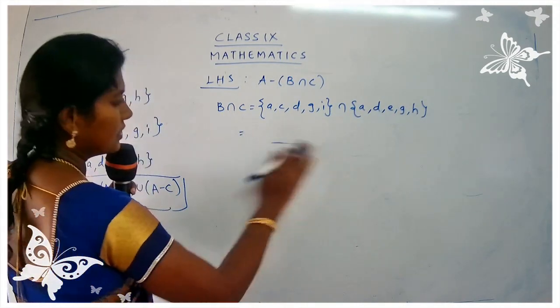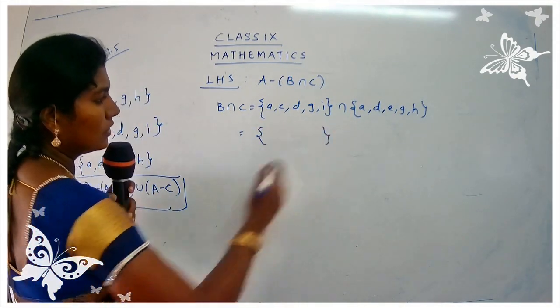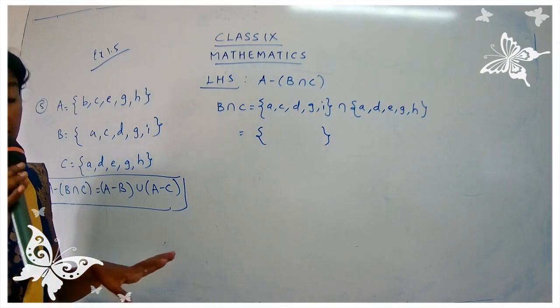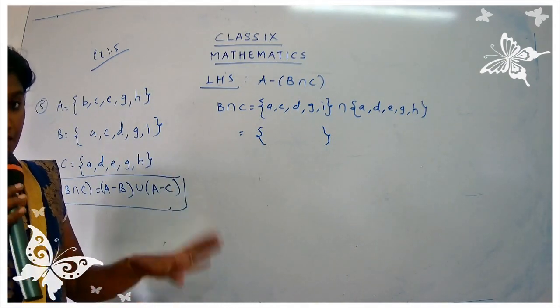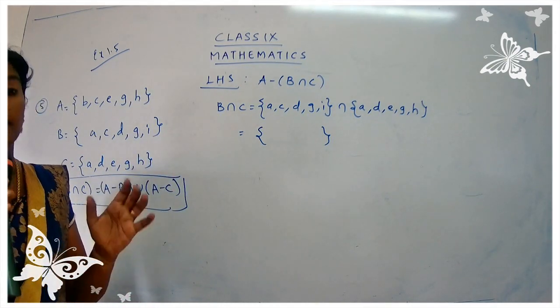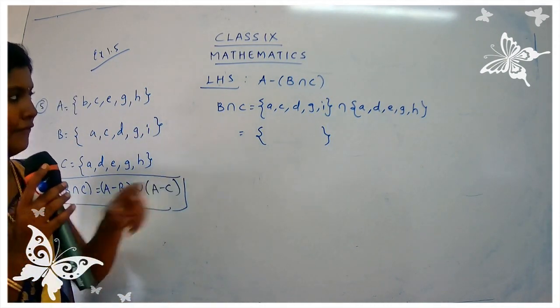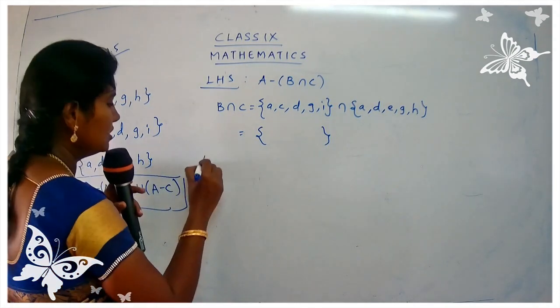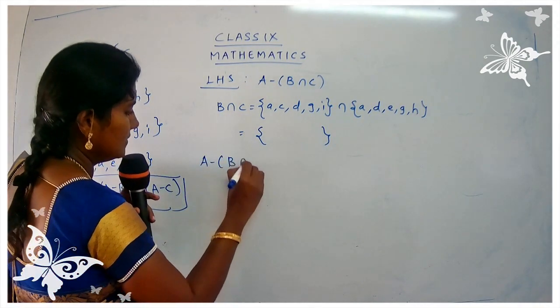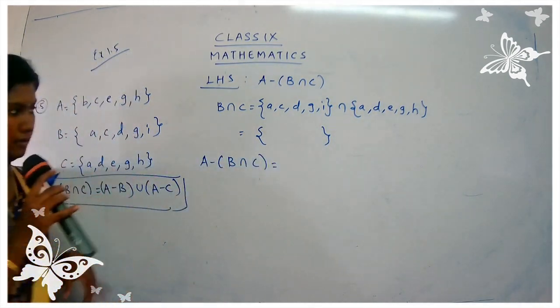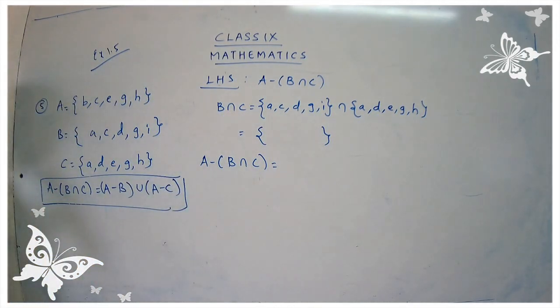Find out the answer, children. You know how to find out the common element. B intersection C means you are going to take the common from B and C. Find out, and after this you are going to find out A minus B intersection C. We'll do it later on. Just complete B intersection C. I just give you some time. Complete the part.